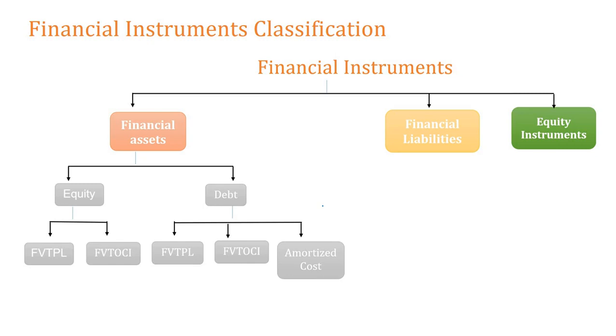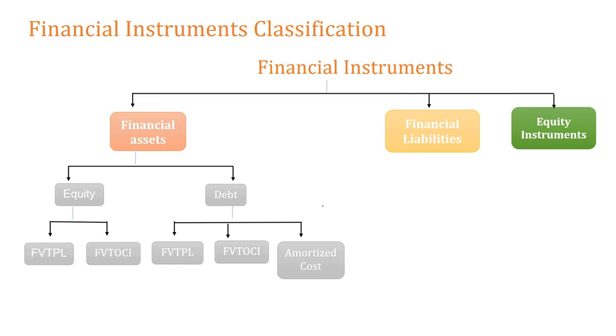Now again, close your eyes and repeat it from your mind. Financial instruments divide into three categories: financial assets, financial liabilities, and equity instruments. When it comes to financial assets, that is again divided into two parts. One is equity, the other one is debt. Equity is two types: fair value through profit or loss, and second, fair value through OCI. Again, I come to the debts. First category, fair value through P&L. Second category, fair value through OCI. Third category we call amortized cost.